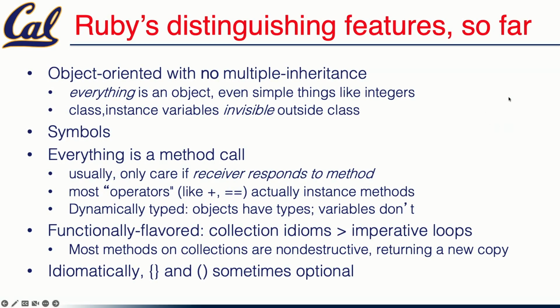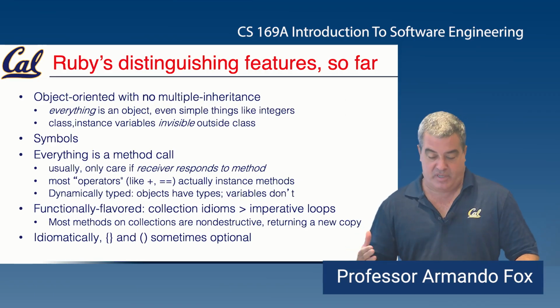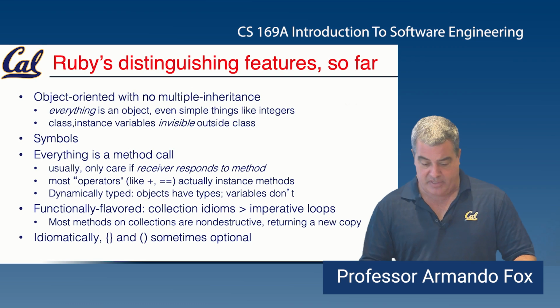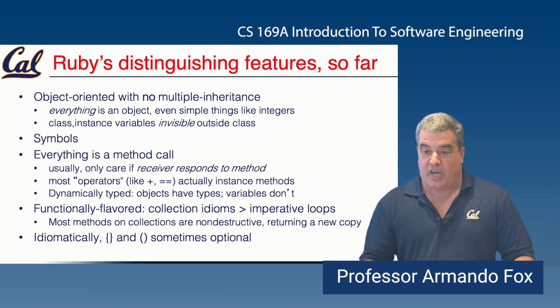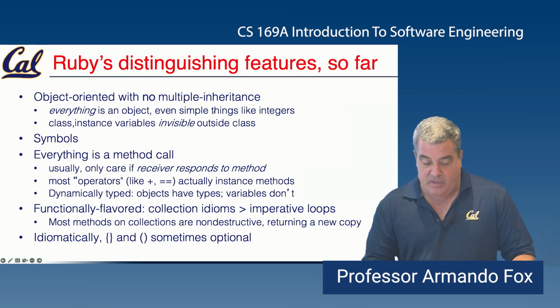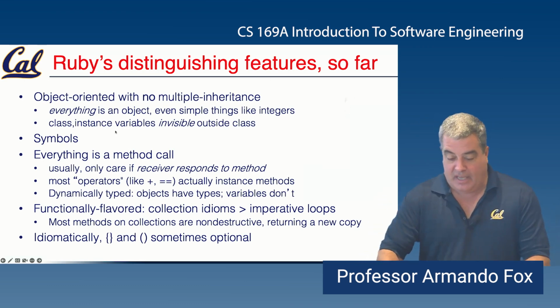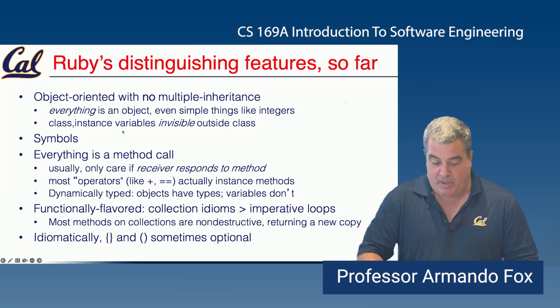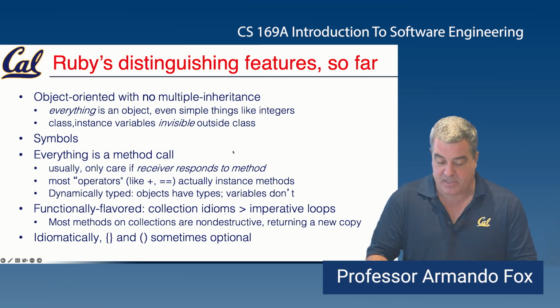So before we do some coding examples, a quick review of where we are so far with Ruby's distinguishing features. It's strongly object-oriented, meaning you're going to run into the idea that everything is based on classes and class encapsulation. There's no multiple inheritance, so when you do use inheritance, it's simple, single inheritance. Even simple things like integers are objects. Everything is done by calling a method on an object. And even getting or setting instance variables has to be done through accessor methods, because those things are invisible outside the class.